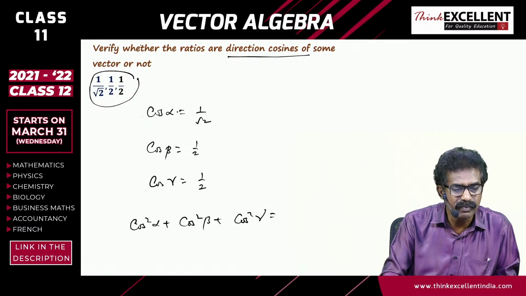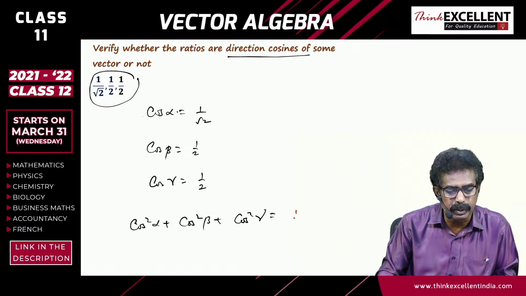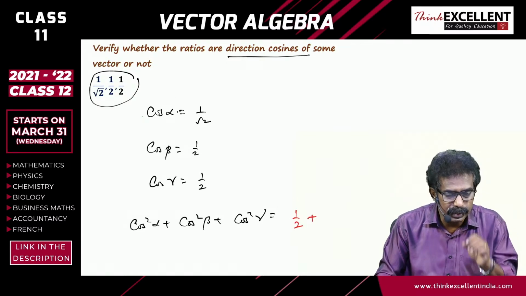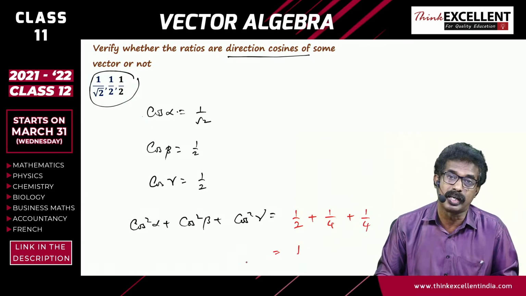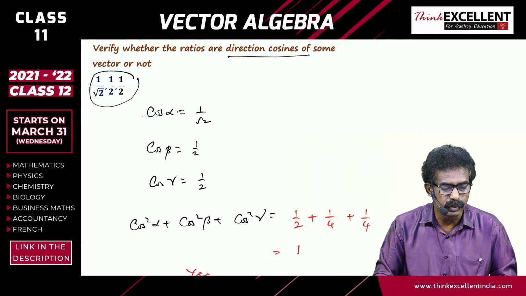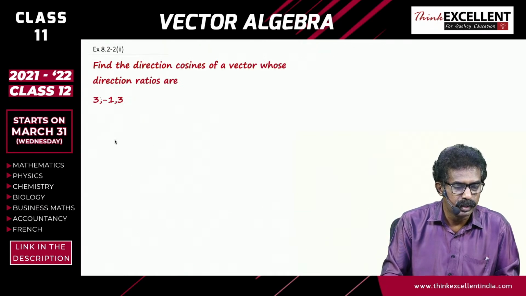So cos alpha 1 by root 2 square பண்ணீங்கன்னா 1 by 2. Cos beta is 1 by 2, but இங்க நம்ம ஸ்கொயர் பண்ணீங்கன்னா 1 by 4. Cos square gamma also 1 by 4. Add பண்ணீங்கன்னா half plus quarter, your answer is 1. Yes? So your answer is what?